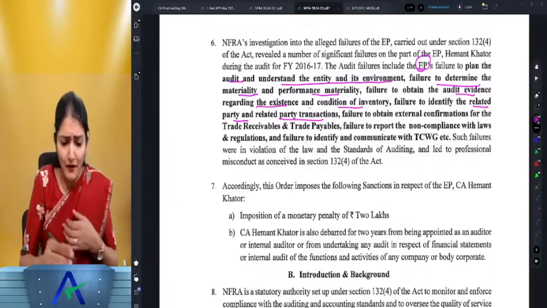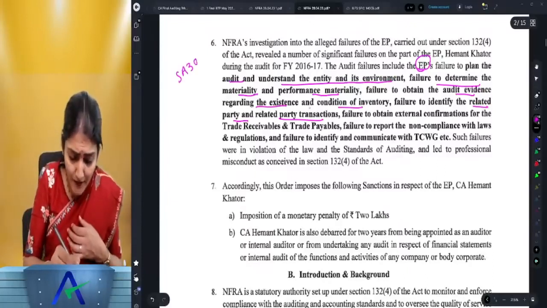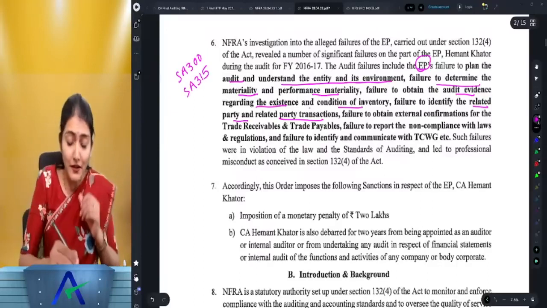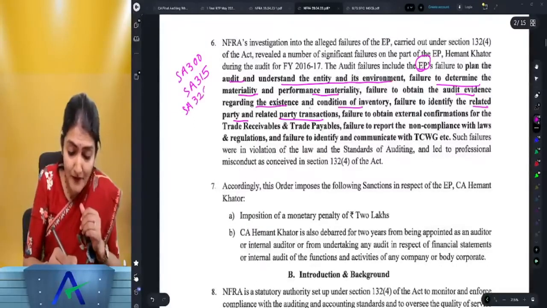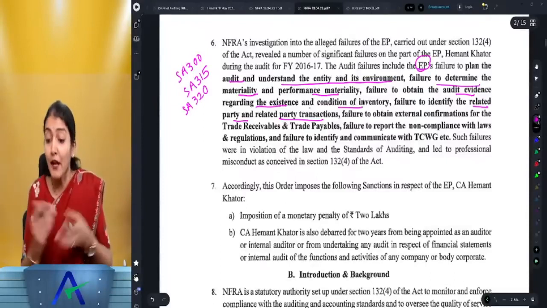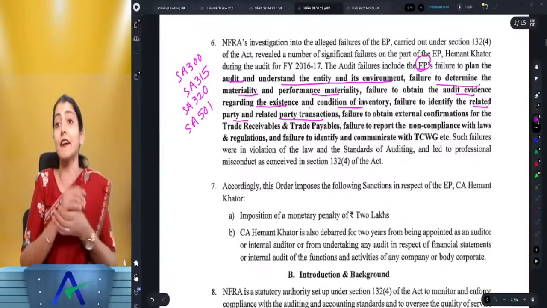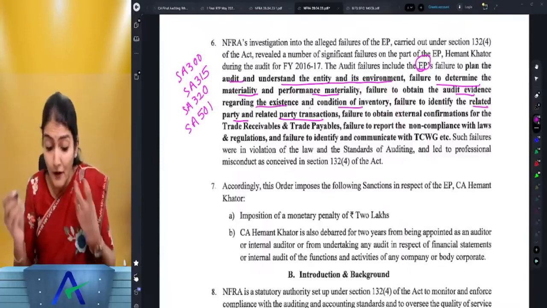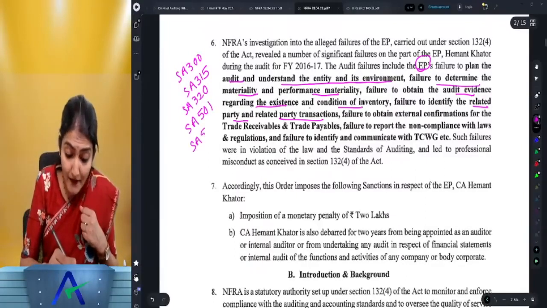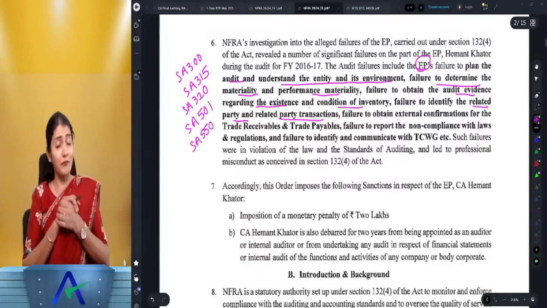Failing to plan the audit, SA 300. Failing to understand the entity and its environment, SA 315. Failure to determine the materiality and performance materiality, SA 320. Failure to obtain evidence regarding the existence and condition of inventory, SA 501. Failure to identify related party transactions, SA 550.